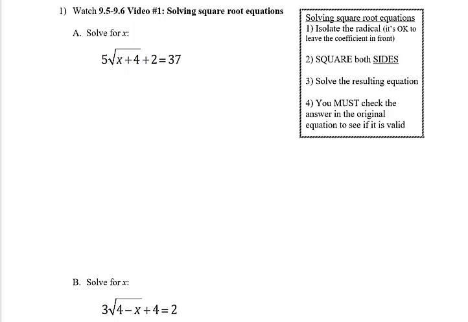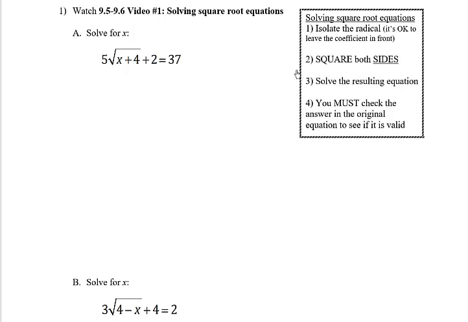This is video number 1 for sections 9.5 and 9.6, solving square root equations. In this lesson, we're going to talk about solving equations that have a radical symbol right in it. You can see our first example here has a square root in the equation. This 5 is a coefficient, not an index. This is 5 times the square root of x plus 4.